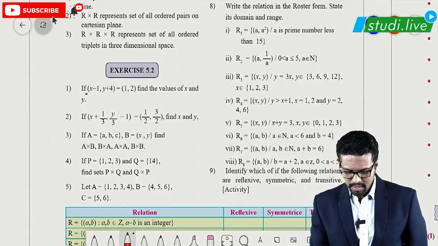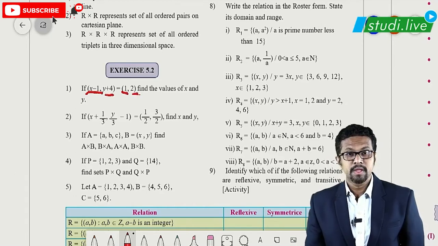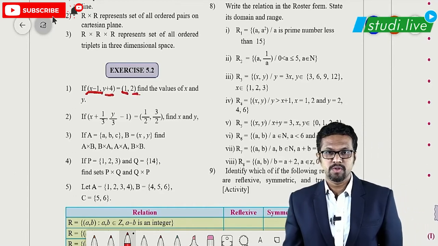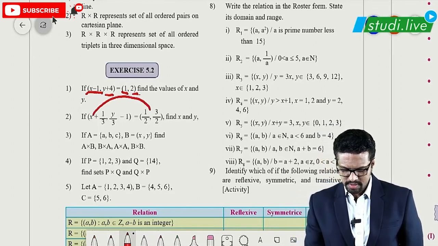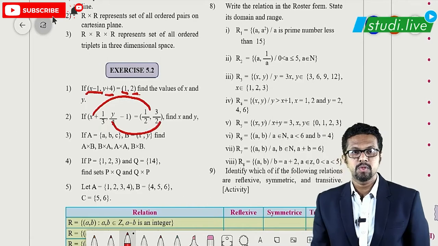Over here I will be comparing x minus 1 to 1, y plus 4 to 2. x minus 1 will be equal to 1, so x will be equal to 2, y will be equal to minus 2. We just have to compare the first term to the first term, second term to the second term to get the required values.